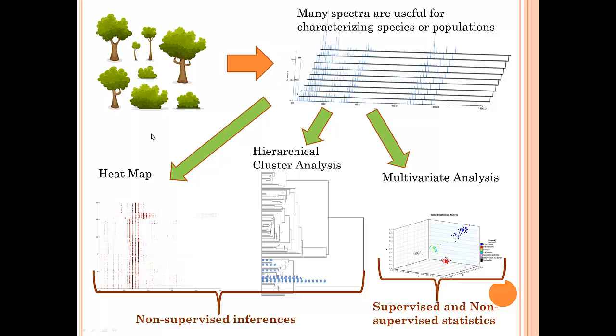What is new and what we're offering is that when you have a population of samples, meaning different individuals from the same species, then you have a robust collection of data. And once you have a robust collection of data, you can characterize species that do not have unique diagnostic markers, or you can characterize populations. In this slide we're showing that you can do unsupervised inferences using something like a heat map, which we'll talk about in a minute, or you can use hierarchical cluster analysis. Additionally, this kind of data lends itself to multivariate analysis.